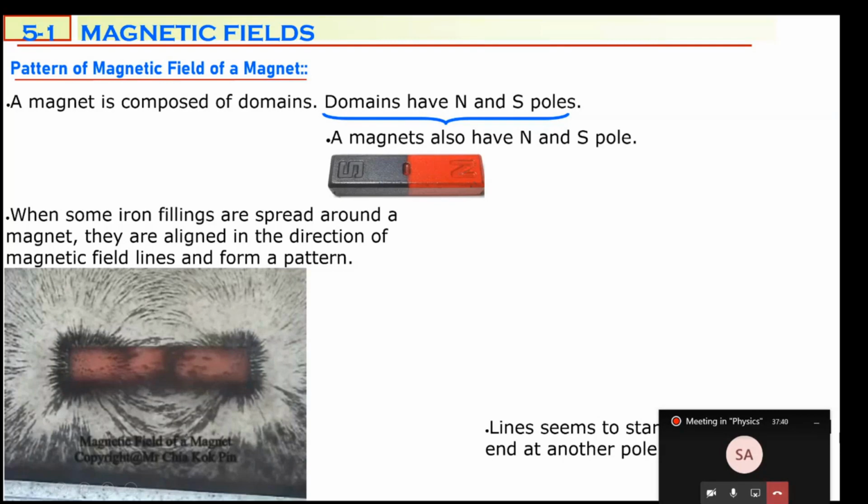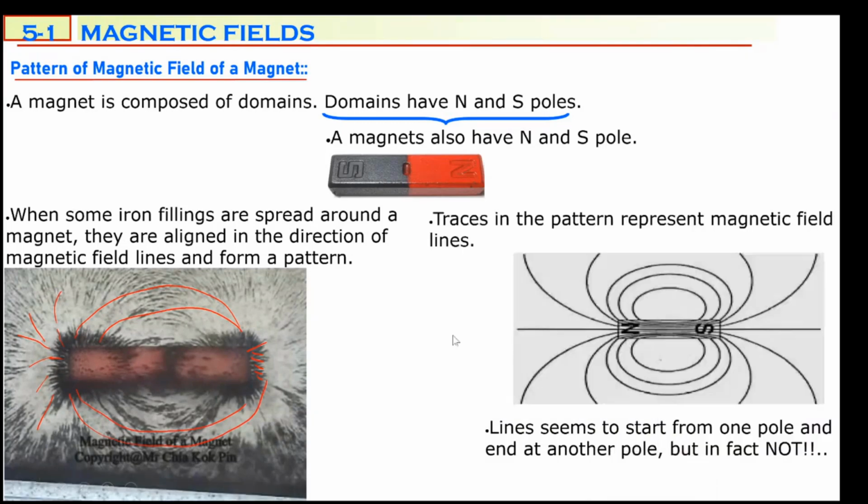It seems that magnetic fields are very intense at the poles, but getting weaker when you are moving away from the poles, as you see. So this is the magnetic field around the magnet. They form loops like that from one pole to another pole. So these lines are magnetic field lines. This pattern is representing the magnetic field.